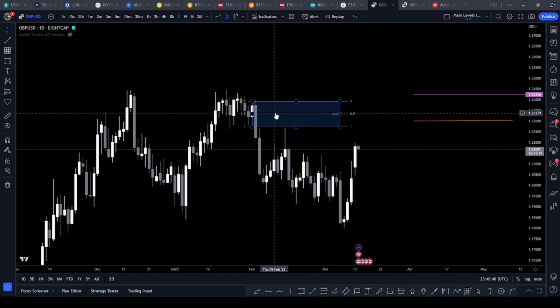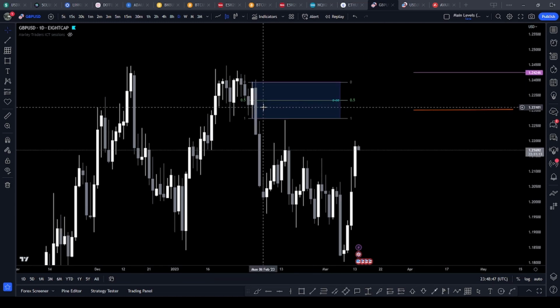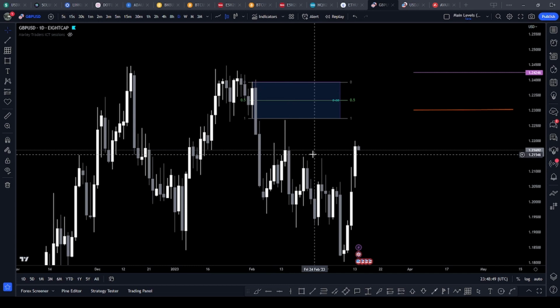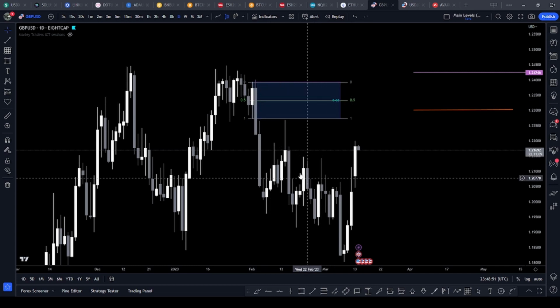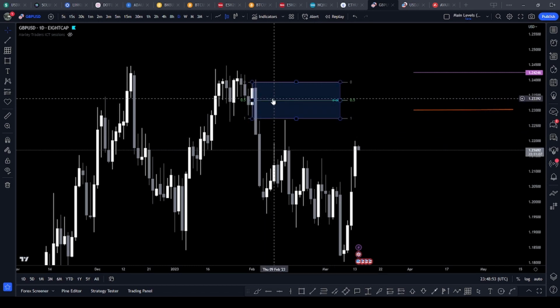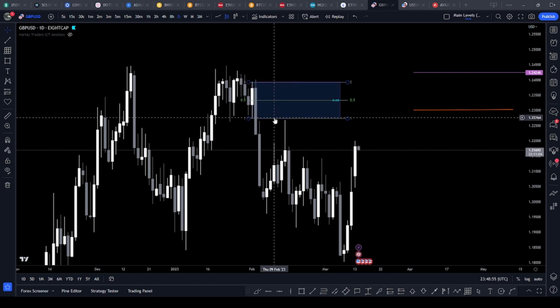If you're bearish, you're expecting price to go down. This first area is where you should be focusing on. Price should reject from the beginning of this order block and the first half.